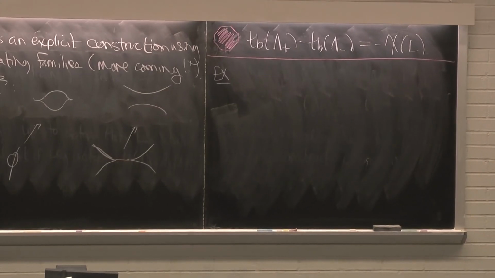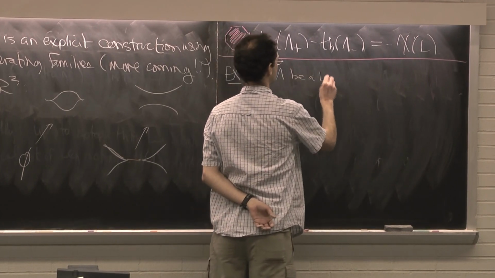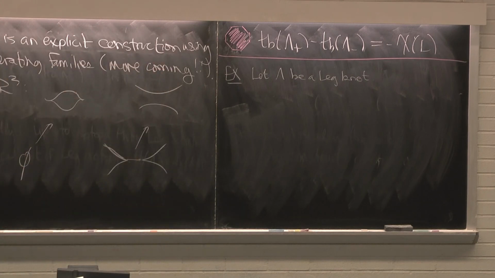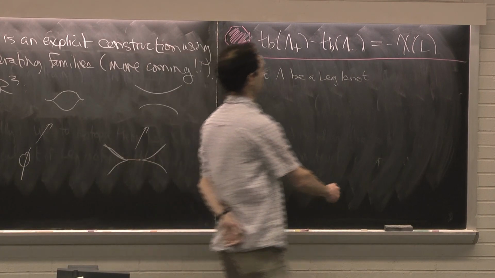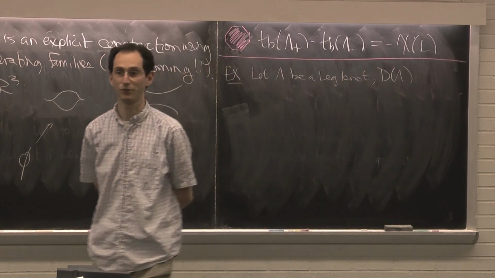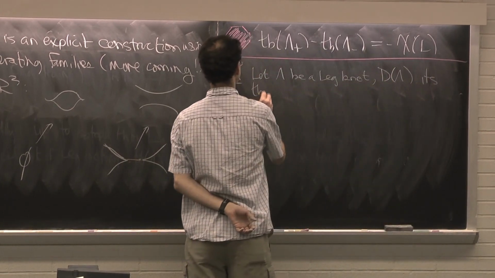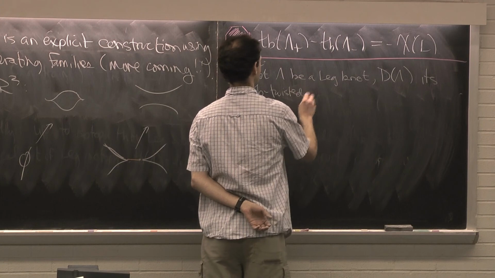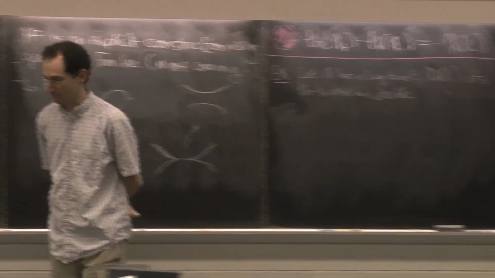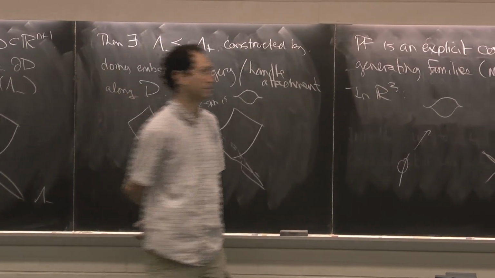Okay, so here's an example. Let's give ourselves a Legendrian knot, and let's say D of lambda is its TB twisted Whitehead double. Then I claim that this TB twisted Whitehead double always has a genus 1 Lagrangian cap.